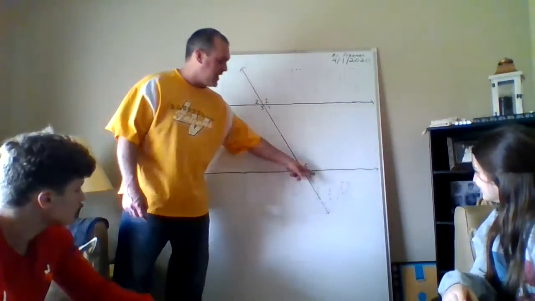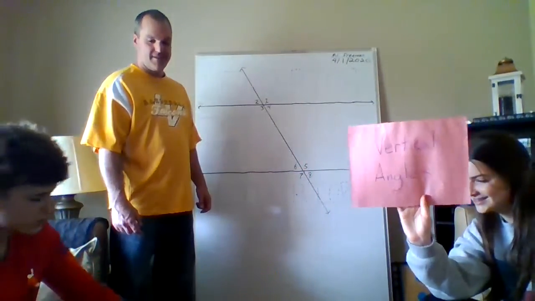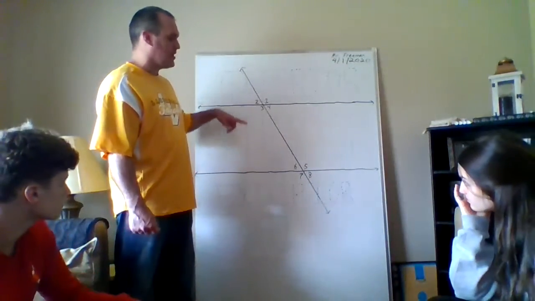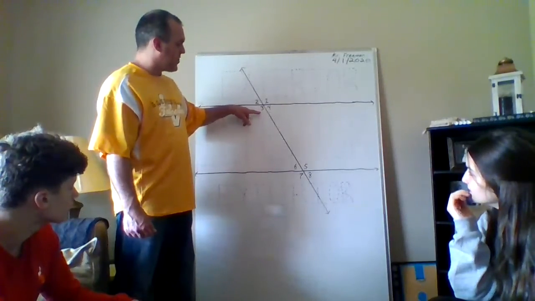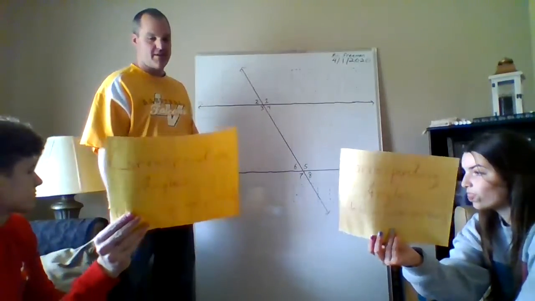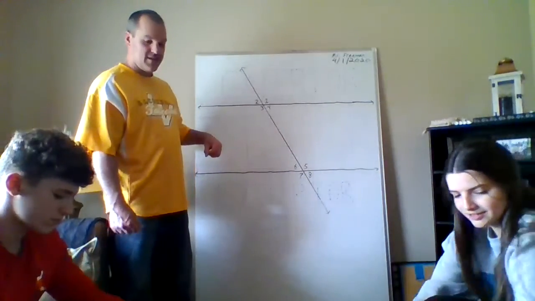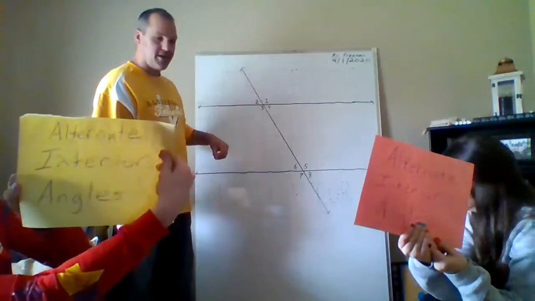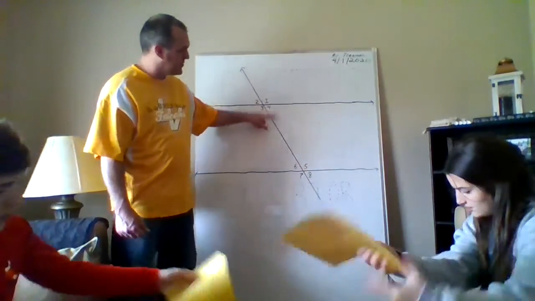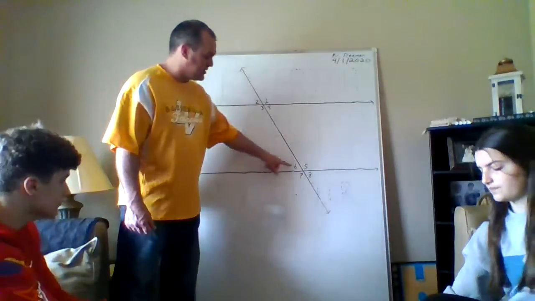What about angles 6 and 8? Vertical. Good. Okay, let's see if we can knock this percentage a little bit better. What about 3 and 7? Very good. How about angles 4 and 6? Good. How about angles 4 and 8? Corresponding, right? What about angles 6 and 7?